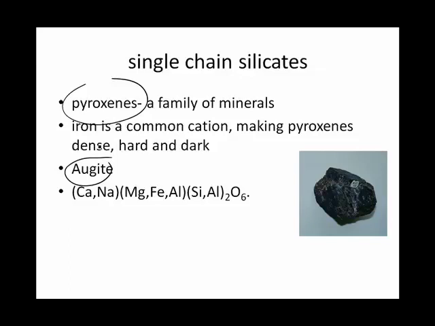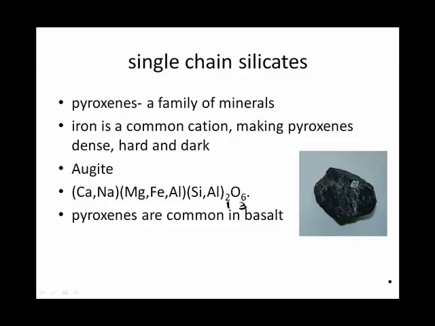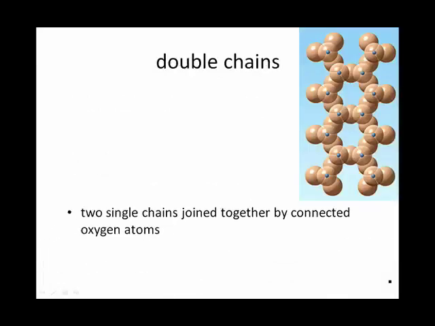Now, there's no sense in trying to memorize this formula, but notice that it does tell you quite a bit of information. First of all, aluminum sometimes replaces silicon. You have a 3-to-1 ratio of oxygen to silicon. Since those oxygens are doing double duty, you don't need as many. Double chains also occur. That is, 2 single chains joined together by a common oxygen.